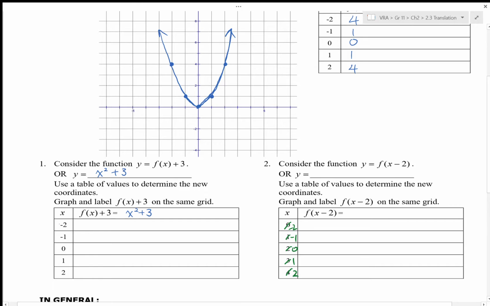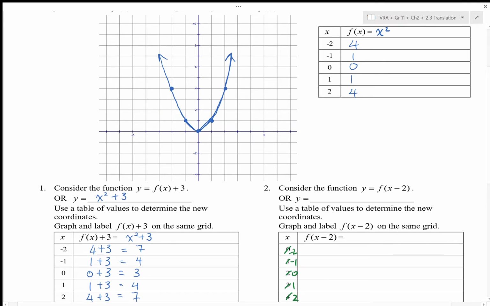Now we know that x squared when x equals -2 was 4, so we have to add 3 to that, and then 1 plus 3 to that, 0 plus 3 to that, 1 plus 3 to that, and then 4 plus 3 to that again. So that becomes 7, 4, 3, 4, and then 7 again. So we're okay with this?